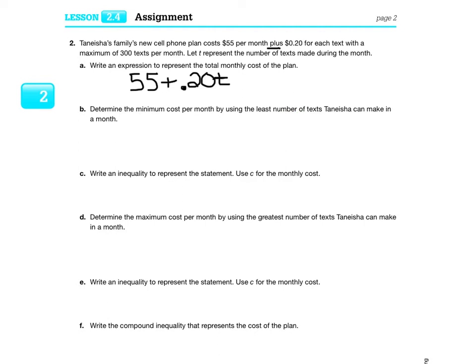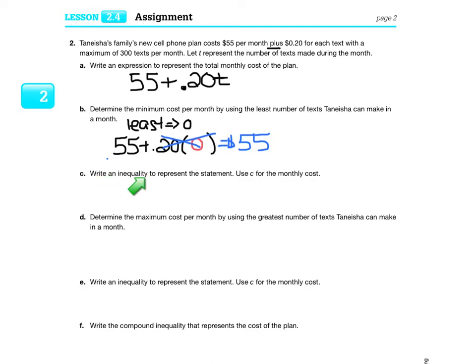Determine the minimum cost per month by using the least number of texts. Remember, on the previous page, we talked about the least number of texts being 0. So if she does 0 texts, that would just be plugging in 0 for T. So that would be $55 plus 20 cents times 0, which cancels that whole part out, and I would be left with $55. So it would cost $55 a month if she didn't send any texts whatsoever.